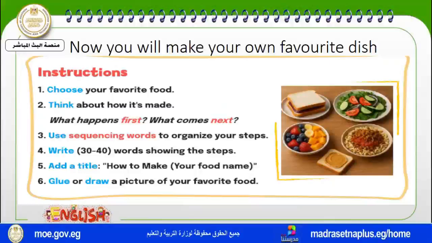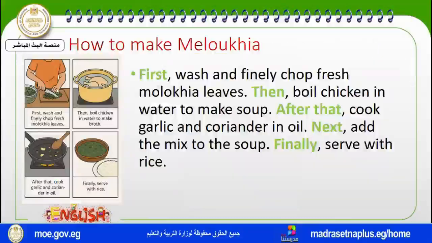Are you ready to learn about ملوخية as we learned about kushari? Yes. Look at the picture. This is how ملوخية is made. First, we get the leaves of ملوخية and we wash them and cut them into small pieces with this knife. And then we need to prepare the soup. We get the chicken and boil it to make the soup. And sure, we cook the garlic and add it to ملوخية.